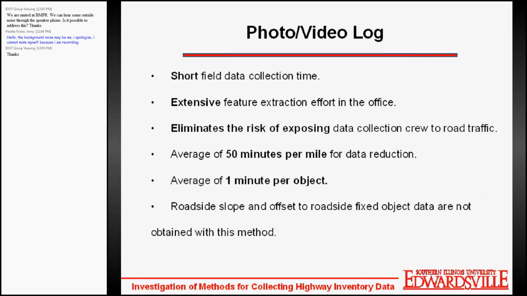The photo video system, we set up a video camera linked to a GPS system in a vehicle, and we were able to drive at 40 plus miles an hour. So the field data collection time per mile is very low. We could do most of the feature extraction that we needed, except for the roadside slope and some of the offsets to the fixed data. So this system is very efficient for collecting data. The data reduction time is relatively efficient, but it does have this inability to collect a couple of the parameters that are in the safety manual.